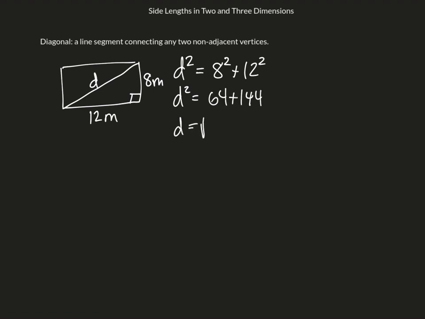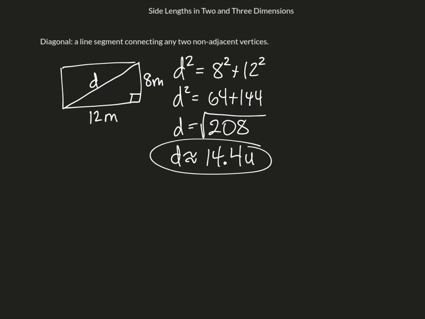And d equals the square root of, notice I kind of did 2 steps in one, 208. I know that's a little bit more than 14 because 14 squared is 196. So I'm going to guess about 14.3, and then I'm going to go check that on my calculator. My calculator says 14.42, so I was off by a tenth. Not bad, but I'm still practicing. 14.4 units. That would be the length of the diagonal.